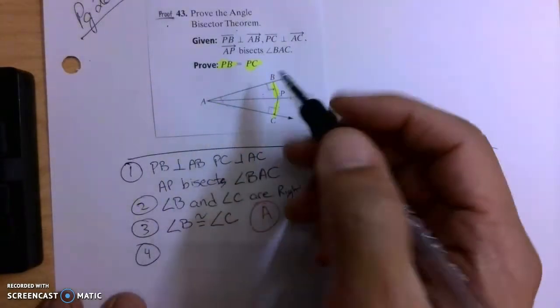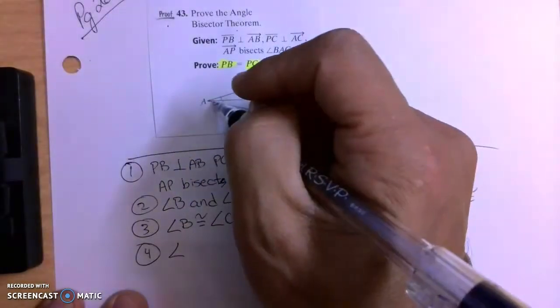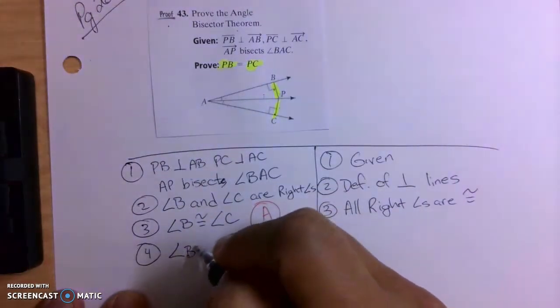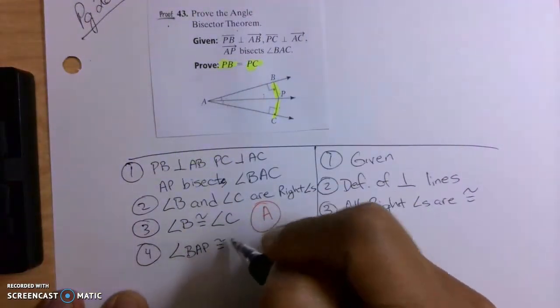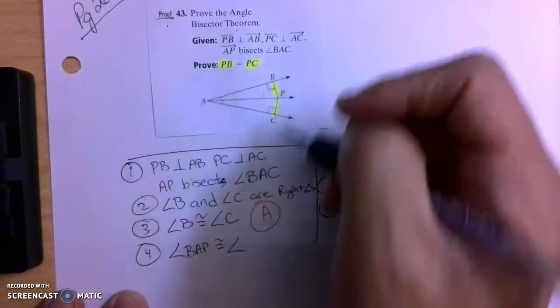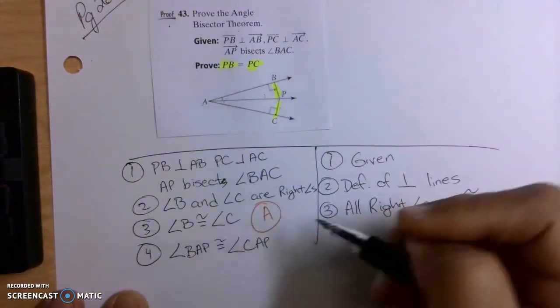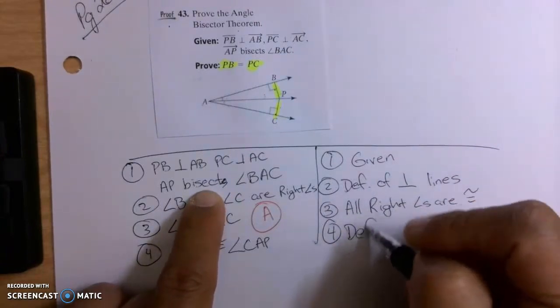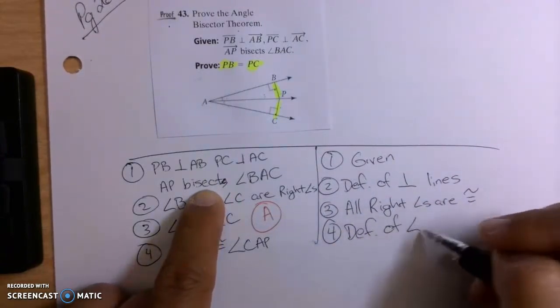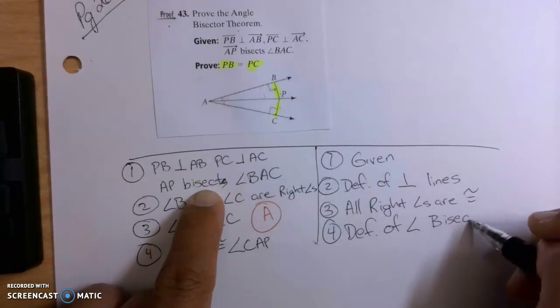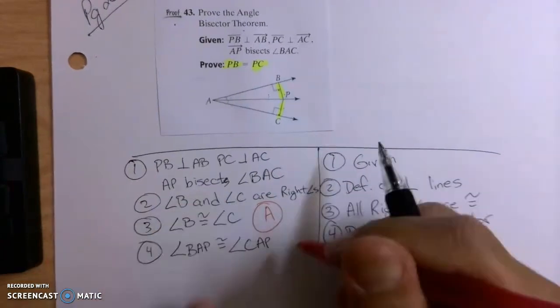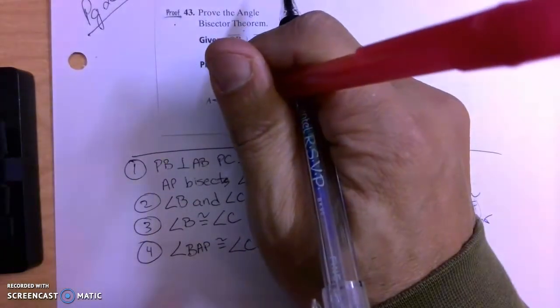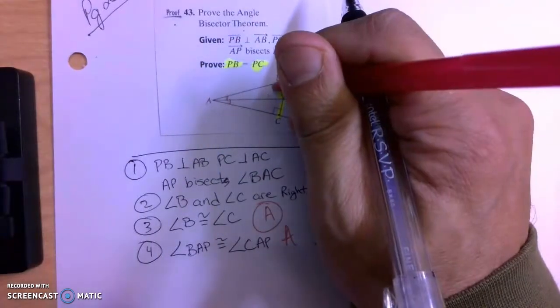I can put a number there, or I'm going to just say BAP, this top angle, is equal to the bottom angle CAP, and that is because definition of an angle bisector. My writing's a bit messy. I apologize. That is another angle. So I've got a tick mark here, because you're on an angle bisector.